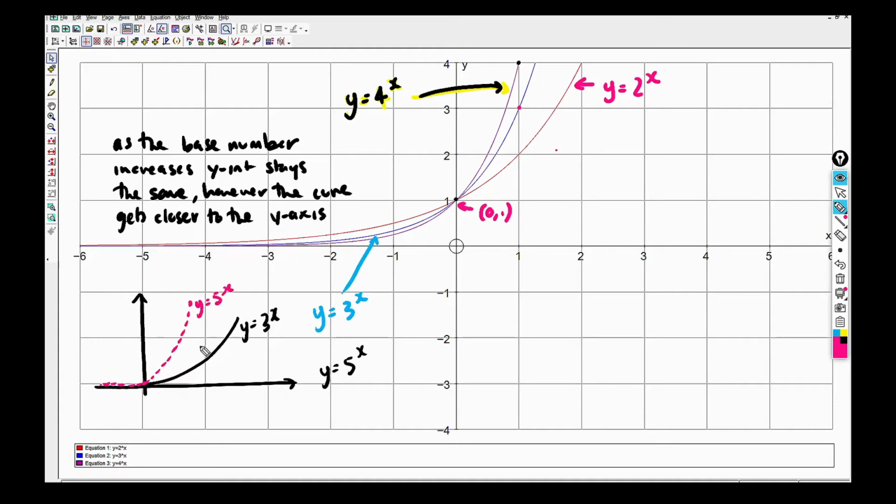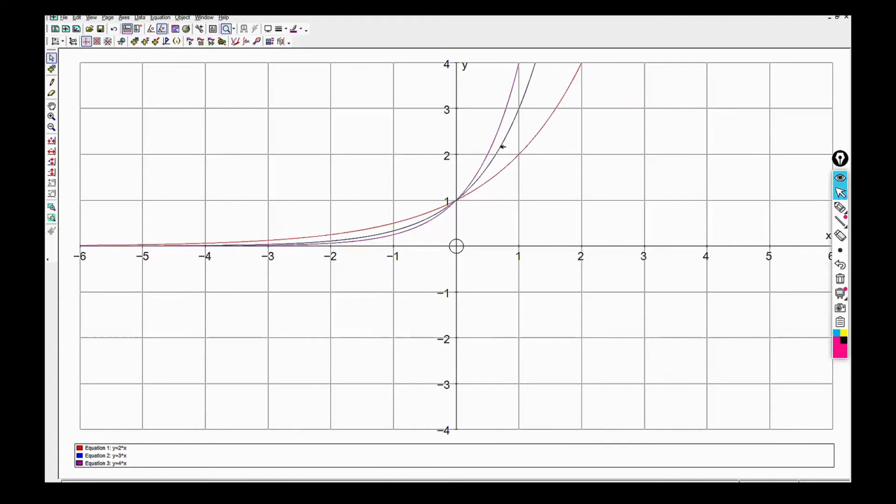So that would be y equals 5 to the x. And that's all they're looking for. It's just a sketch. It's not a case of measuring how close it's going to be to the y-axis. It's all about where it is in comparison to the sketch of y equals 3 to the x. So before we move on, let's have a look at what happens when we've got a small or a fractional base number.